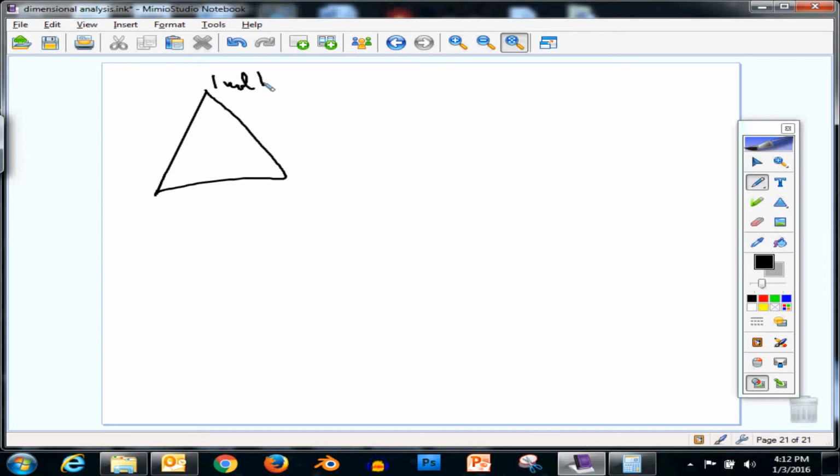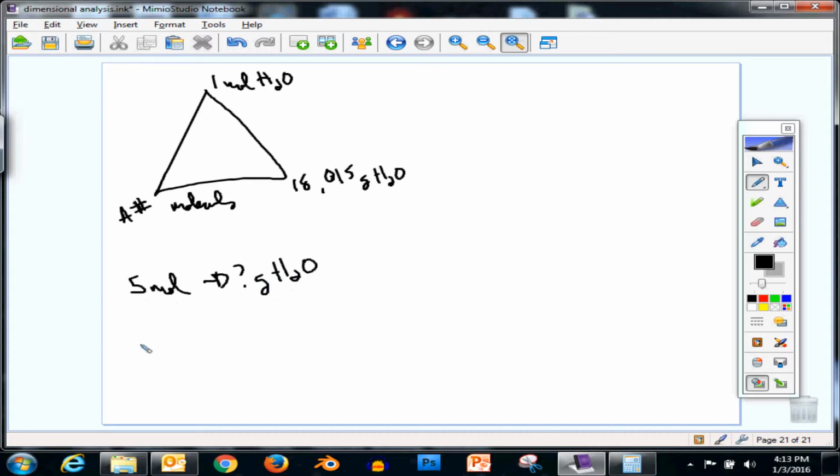Okay? All right. So let's do 2 more examples where we're going to go the other way. Using our water triangle, we have 1 mole H2O, 18.015 grams H2O, and this is going to be molecules, Avogadro's number. Okay? But now here's the question. Now I have 5 moles of H2O. How many grams do I have of H2O?